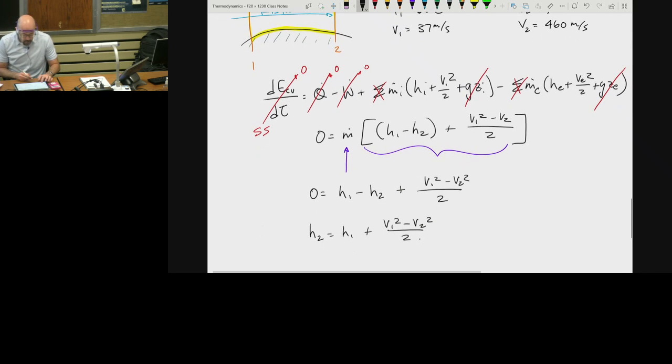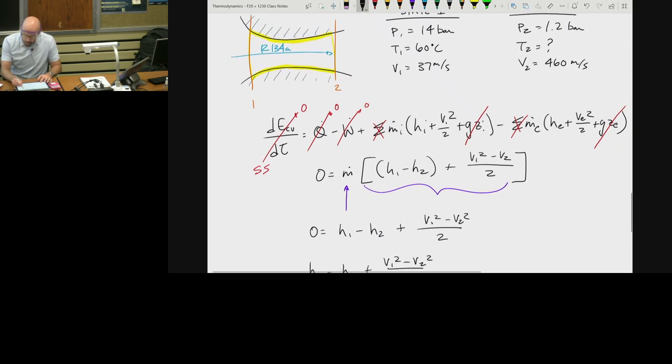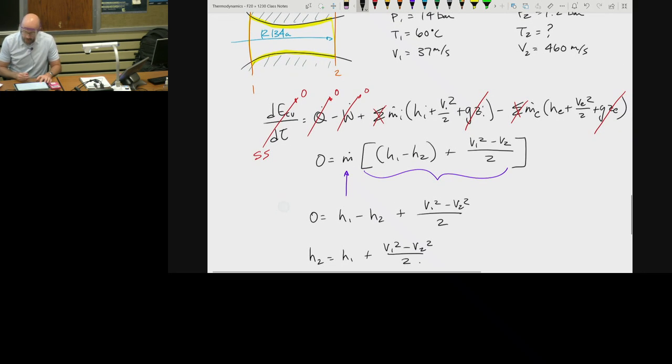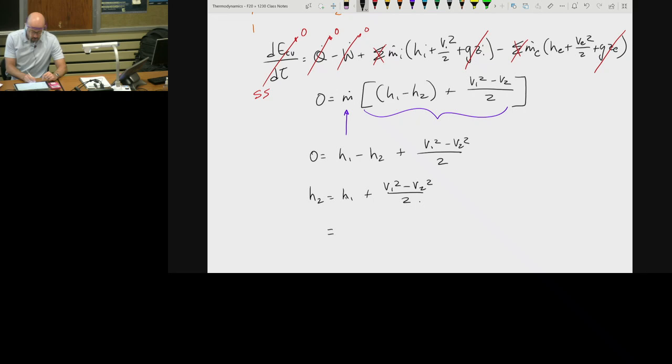Because if we can determine h2, we know the pressure at state 2, we know the enthalpy at state 2, we know two things to set the state, and once we know those two things, we can find all the rest of them. So let's go through this and find out what h1 is.